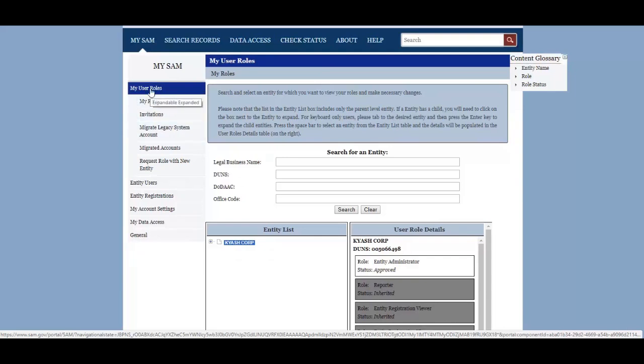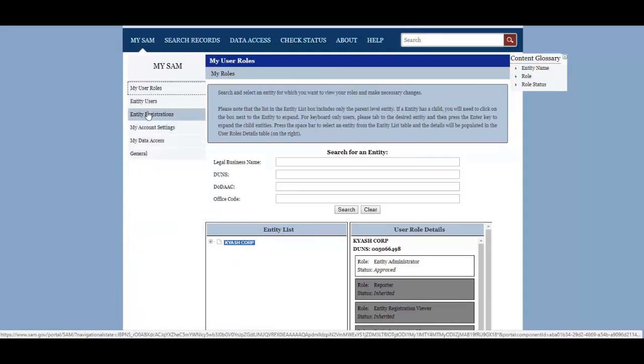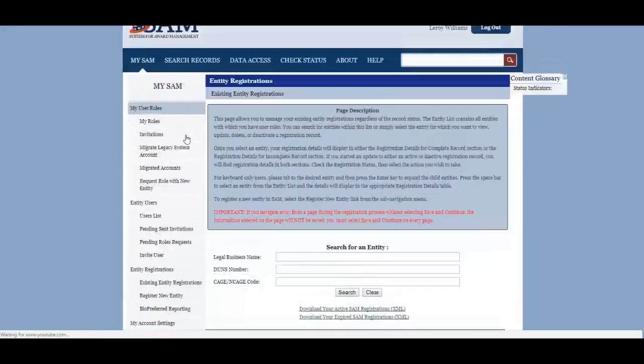So I'm going to click out of my user roles, then I'm going to go to entity registrations. Okay, let's go back. You have three choices here: existing entity registrations, register new entity, and bio-preferred reporting. I'm not quite sure what bio-preferred reporting is. Again, that could be a whole tutorial in itself. But what I'm going to do is click on existing entity registrations.